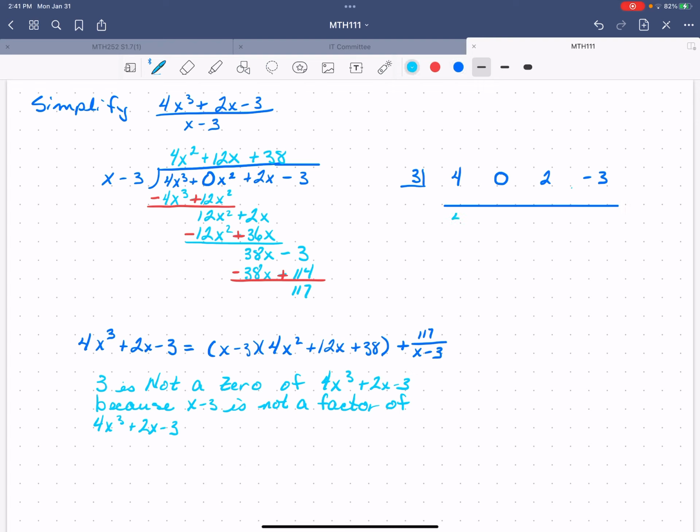So I drop down the 4. 3 times 4 is 12, and I add. 3 times 12 is 36, and I add. 3 times 38, we already discovered was 114, and I just realized I made a mistake because negative 3 plus 114 is 111, and that is my remainder. So this 117 should be 111, and that 117 there should be 111.